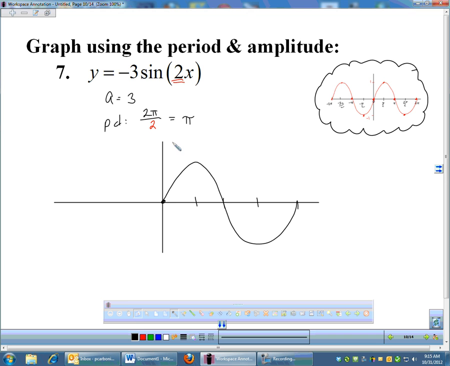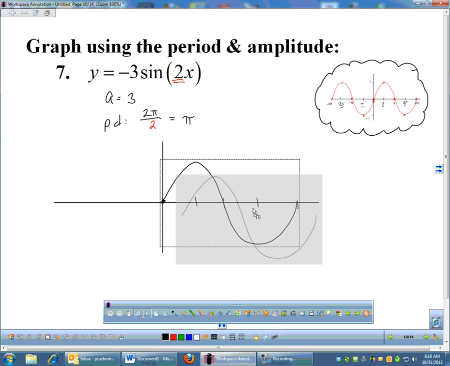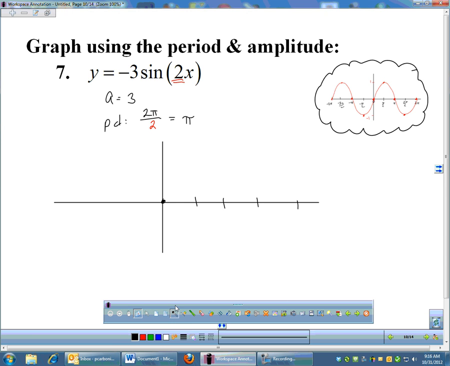Now there's one thing that I've already messed up. This is a negative sign, so it's going to flip the graph upside down. So rather than start at the origin and go up, I'm going to start at the origin and go down. So let me throw this away. I'm going to start at the origin and go down, come back up, go up, come back down. Now that's kind of a crappy looking graph, but that's what it's going to look like.